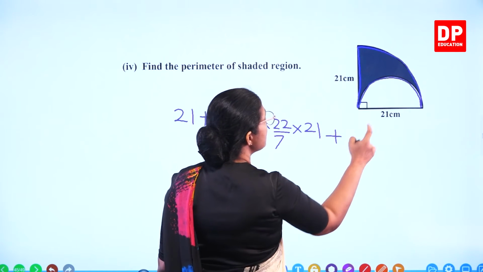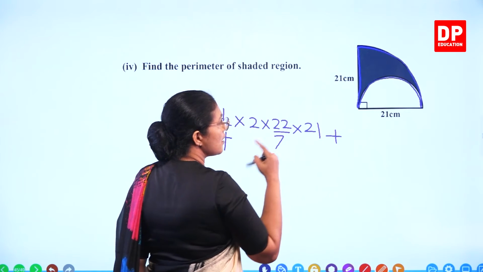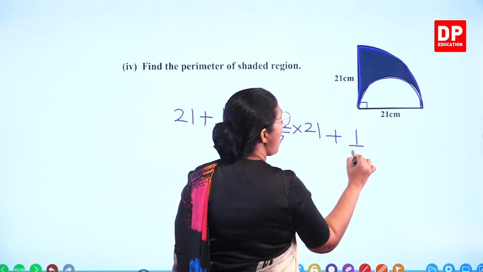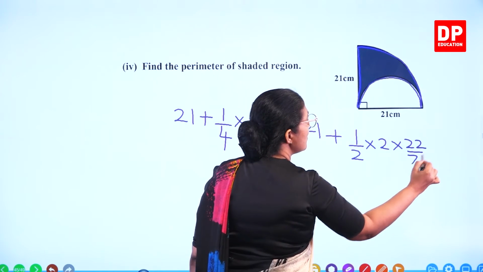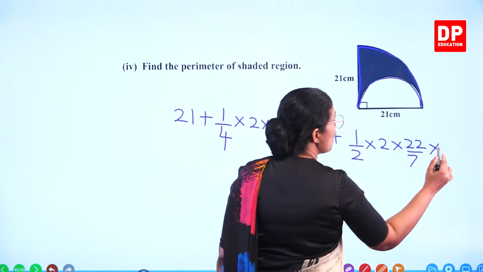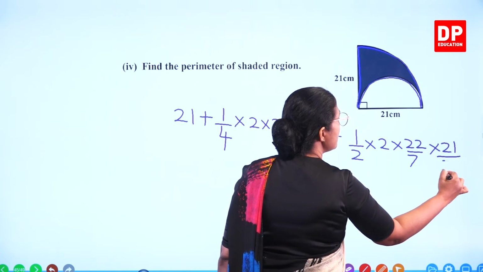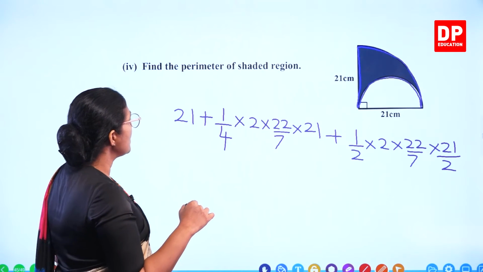Plus, what is the semicircle? When you take semicircle, what's the arc length? Now, this is a semicircle, half into 2 pi r. Pi is 22 over 7. What is the radius? Not 21. 21 divided by 2 because 21 is the diameter. So you have to simplify and get the answer.